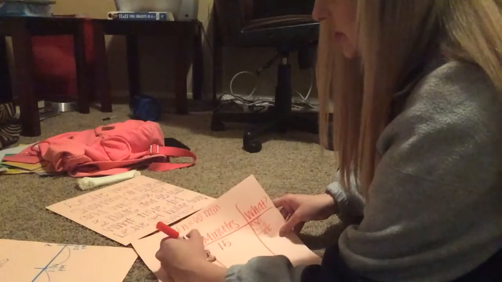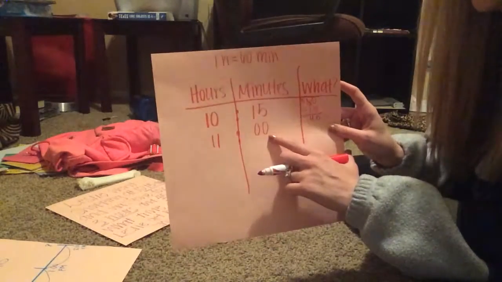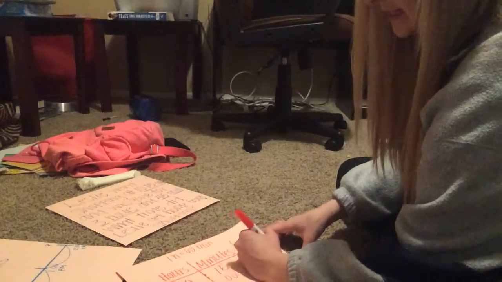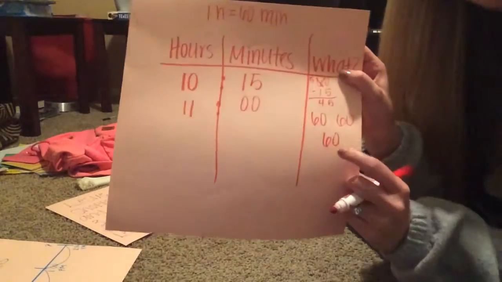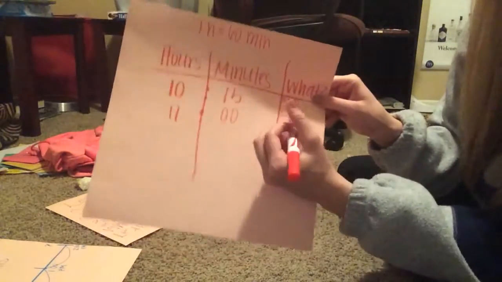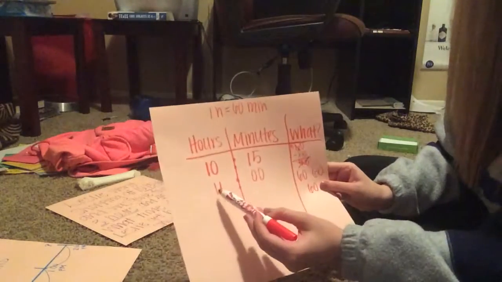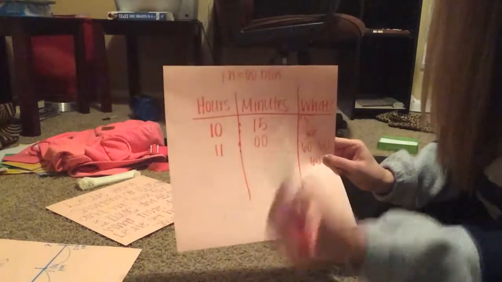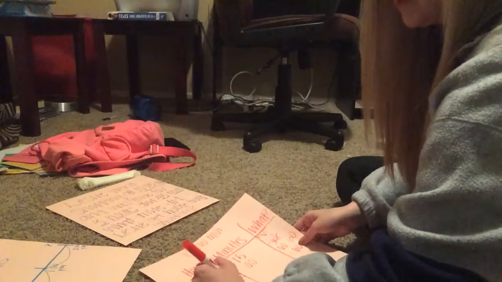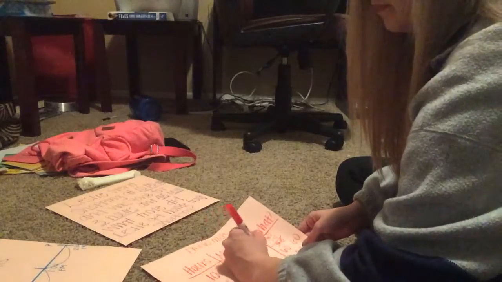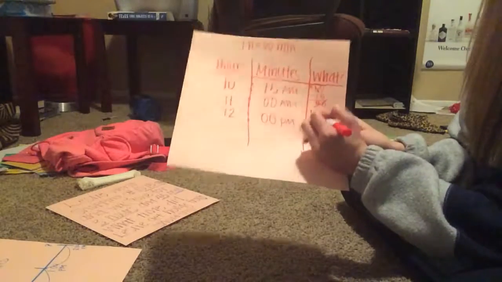So now this turns into 11 o'clock since I added my 45. And now I just need 3 more hours. So I'm going to write 60, 60, and 60 in my what, because each 60 represents 1 hour. I can go on and cross my 45 out because I've already used that. So now I'm going to add 60 to 11. So 60 minutes is 1 hour, so the 11 becomes a 12 o'clock p.m. So I'm going to cross my 60 out because I've used one of my 60s.